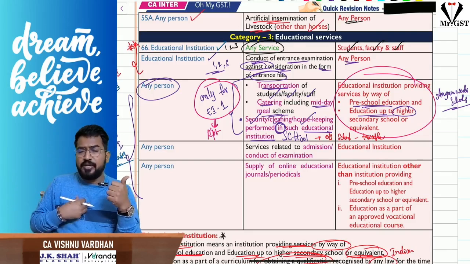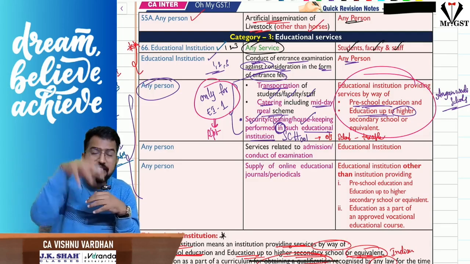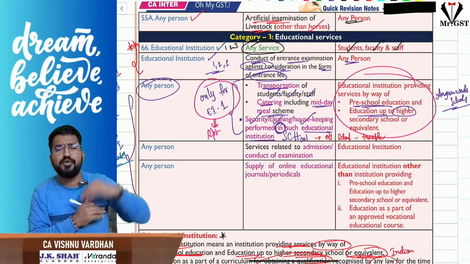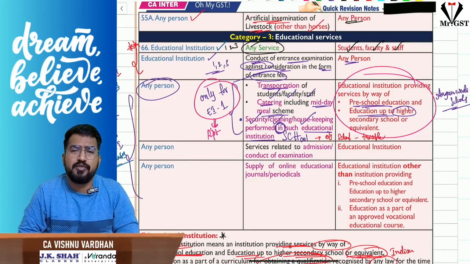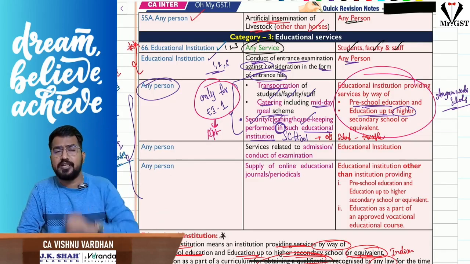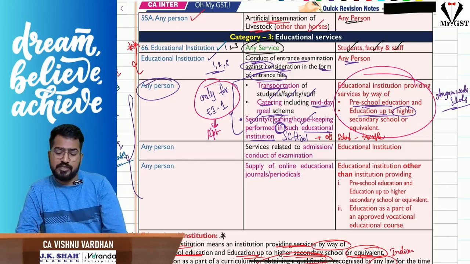EI1 is buying catering services including midday meal. EI1 is buying security, cleaning, housekeeping services in such education institutions. Suppose outside, in some auditorium, we have taken it for conducting an annual day function, all that stuff. Taxable there if you take all that. In the school, if you take any security, cleaning or housekeeping, then it is exempt under GST. Okay, so that is the point.